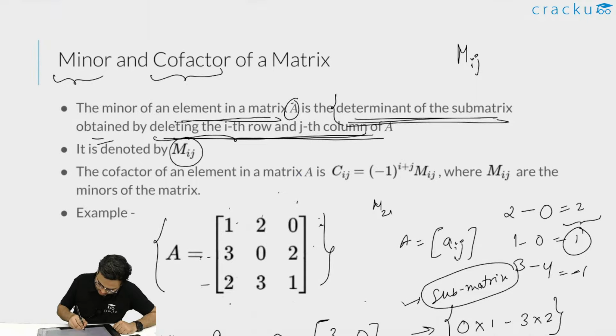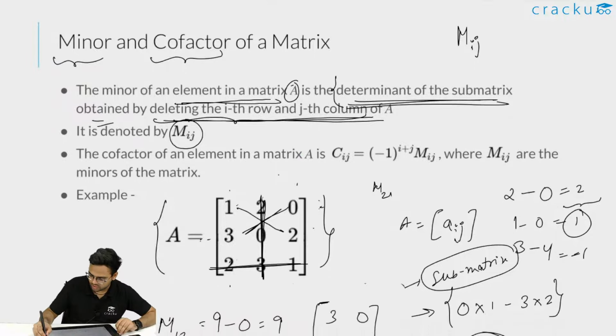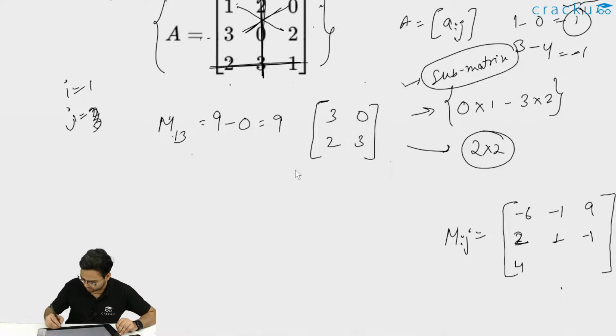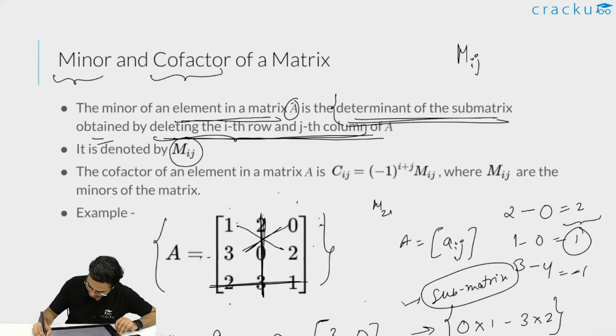Then we have M32, the minor of the third row and second column. Again remove the third row and second column. So what we are left with: 1 into 2 minus 3 into 0. So this is 2 minus 0, which is 2. So this element will also be 2. Now we have M33.